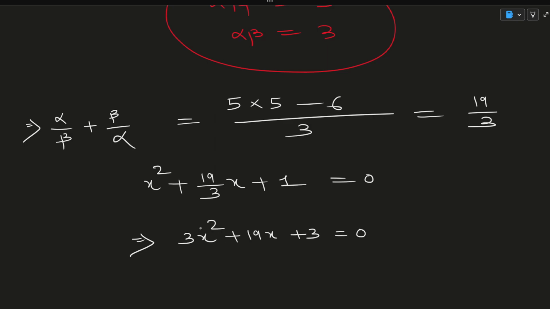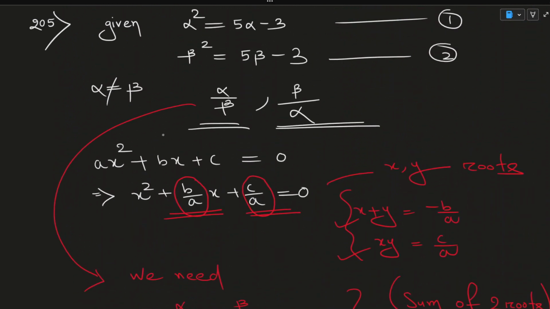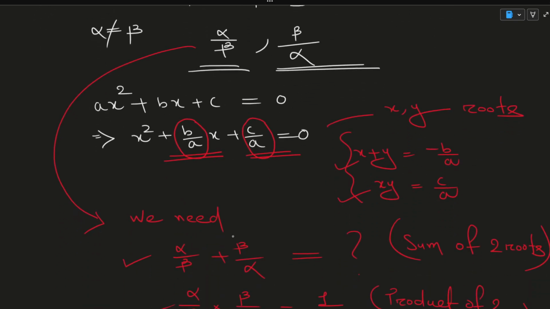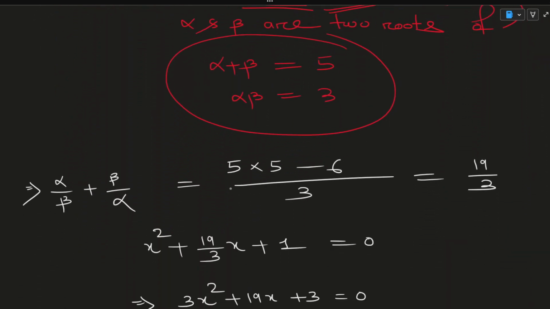So the correct answer will be what? If we see the options, it will actually be minus 19 by 3. Why will it be minus 19 by 3? The sum of roots, that is alpha.